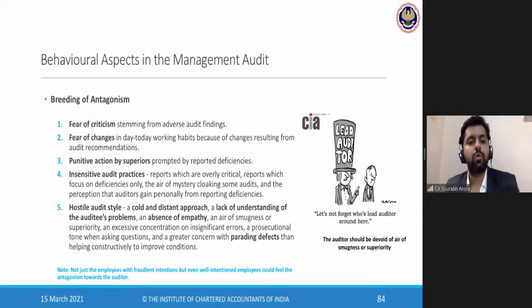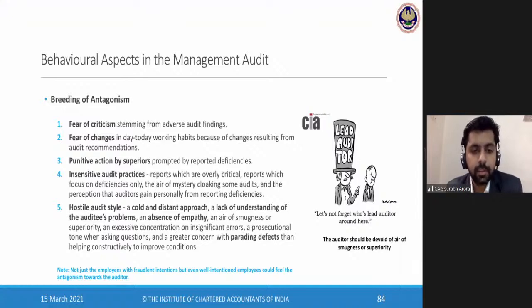So hostile audit style: a cold and distant approach, a lack of understanding of the auditee's problems, absence of empathy, and parading defects rather than helping constructively to improve conditions. So you should not parade their defects. You should not discuss the defects of one department with the other department. You should not gossip about these audit findings at all, and you should keep your behavior as professional as is required by the statute, and even more.